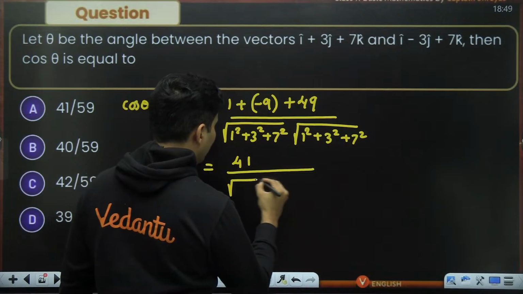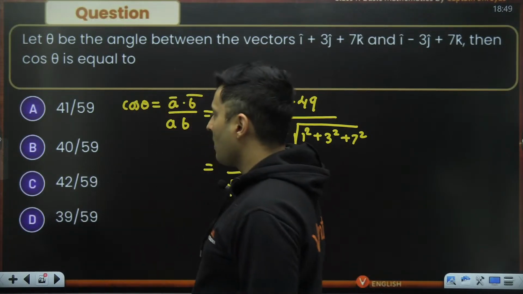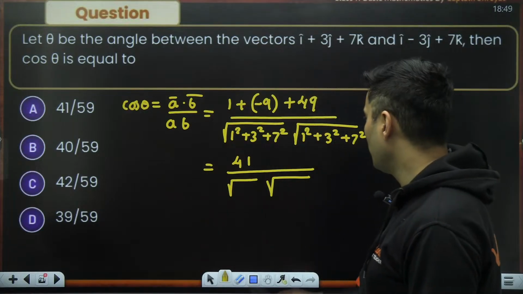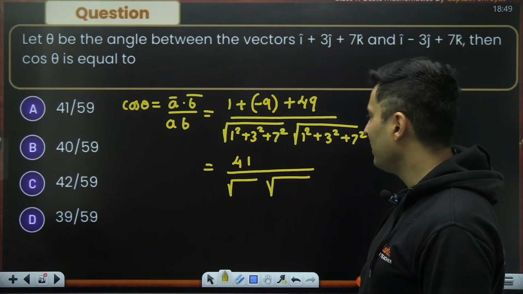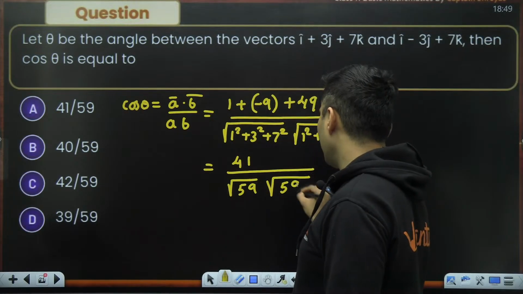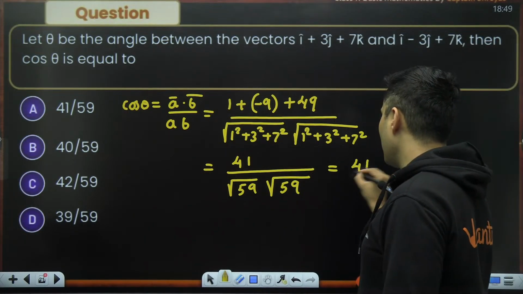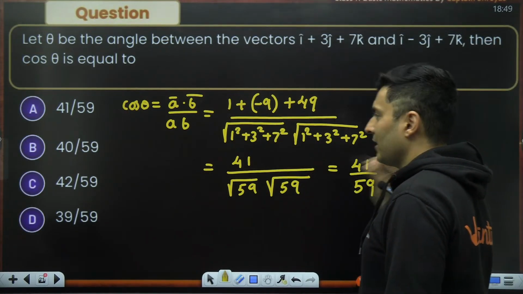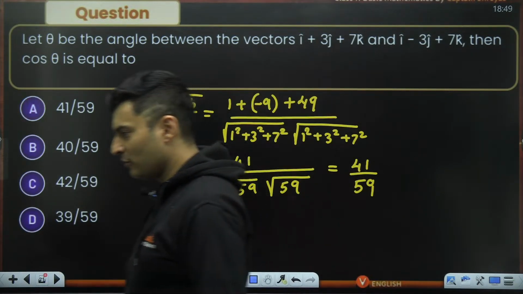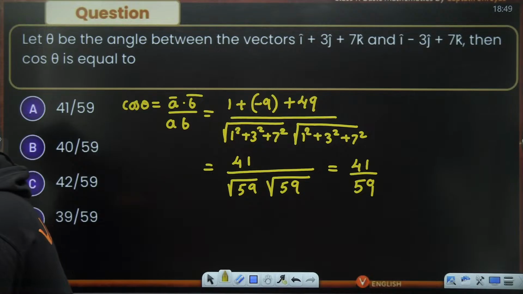Here, what are you going to get, guys? 49 plus 1, 50. 3 square is 9. So this will be 59. This is also 59. So technically, this is 41 by 59. 41 by 59 is option A, of course. Very good, Rama. All right. Very good, Togo. Very good, Vivadi. Paki, welcome back.